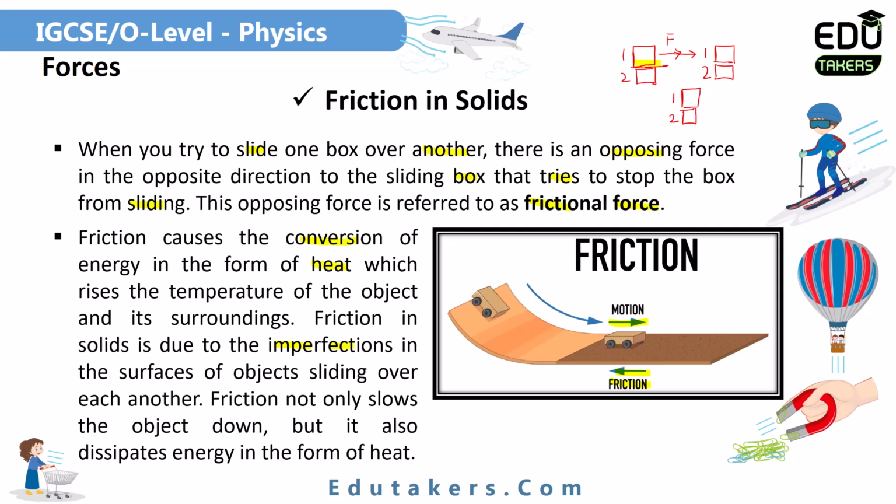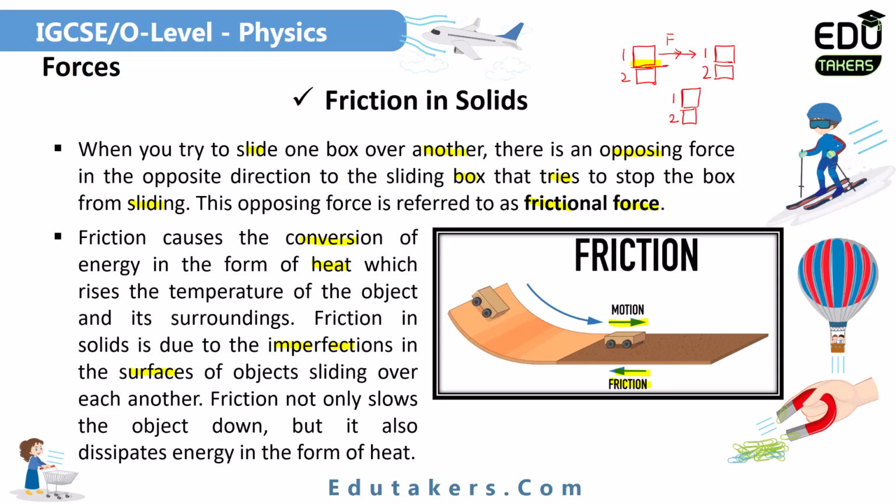These are rough surfaces, due to which there are some imperfections in these surfaces, and when you try to slide one over the other, because of this imperfection, you cannot slide them. So this imperfection basically results in friction. Because of this imperfection, these cannot move. So when they do not move, it means that there is a frictional force present in the opposite direction. So you can see here, the friction in the solid is due to the imperfection in the surfaces of the objects sliding over each other.